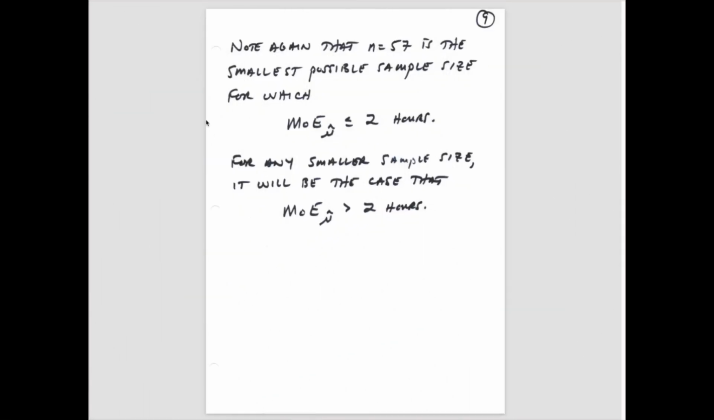Now, note again that little n equal to 57 is the smallest possible sample size for which the margin of error of mu hat will be no more than 2 hours. For any smaller sample size, it will be the case that the margin of error of mu hat is greater than 2 hours.